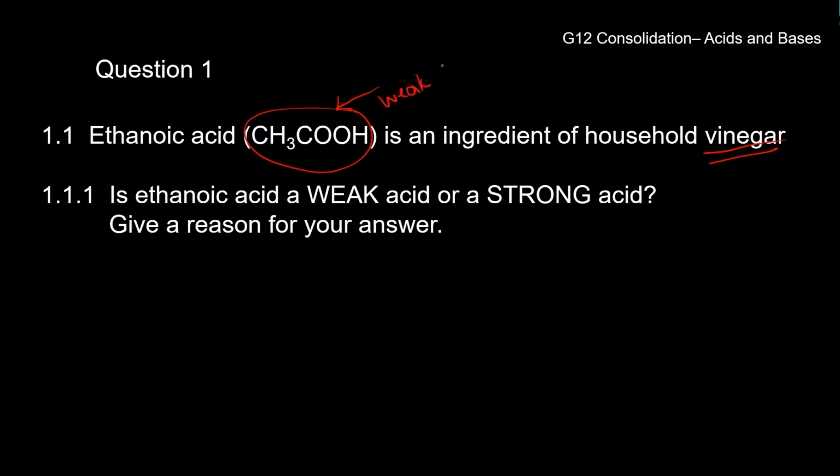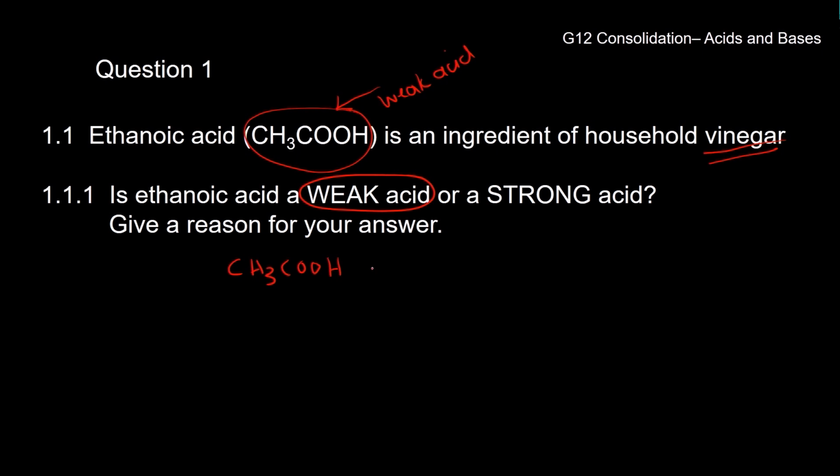A weak acid is a substance which does not ionize completely. It really prefers to be in the molecular form. And that's actually the first question that says, is ethanoic acid a weak acid or a strong acid? And so we're going to say it is a weak acid. And what reason are we going to give? Well, we need to say that in particular this acid, so you can either use the formula or you can use the name ethanoic acid, does not ionize completely.